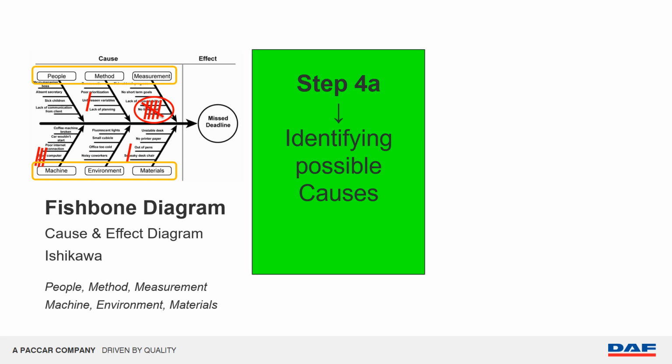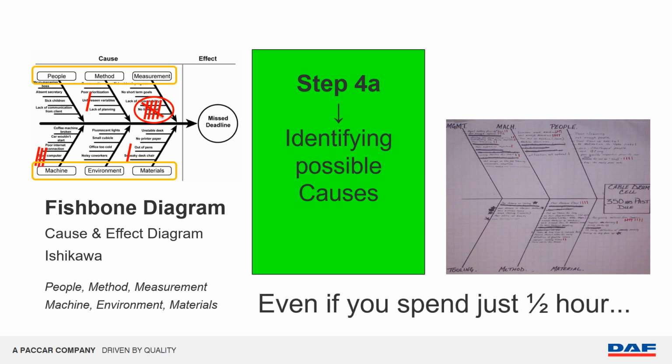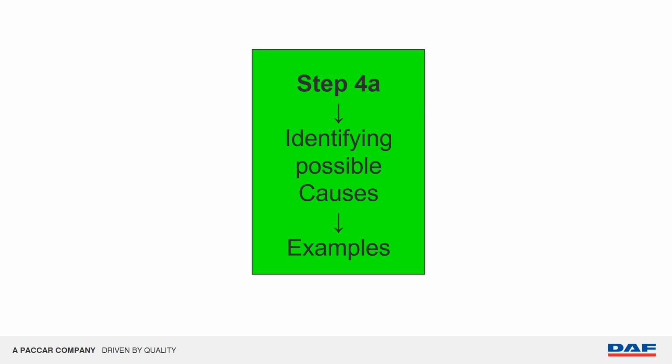Consider making the fishbone diagram on a whiteboard or take a large piece of paper and put that on the wall. Make sure that everyone in your team is involved. There are no stupid ideas. It's amazing how many causes a team can identify, even if you spend just half an hour. Let's take a look at some examples.